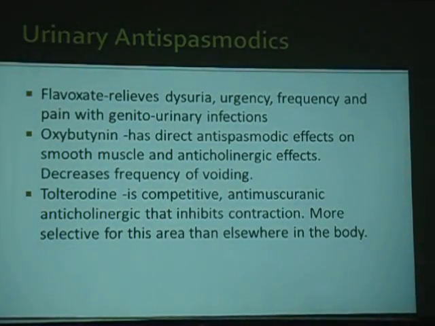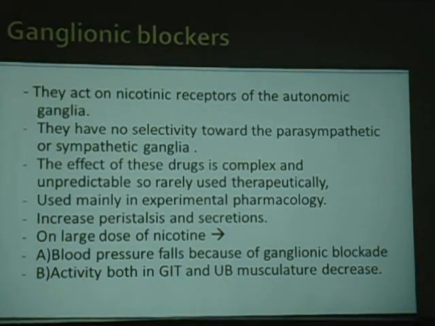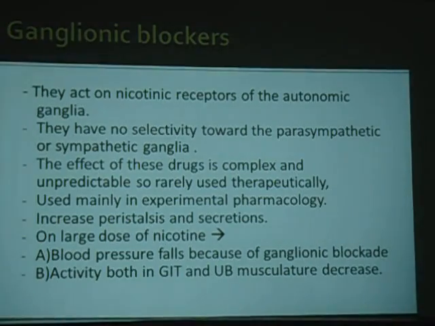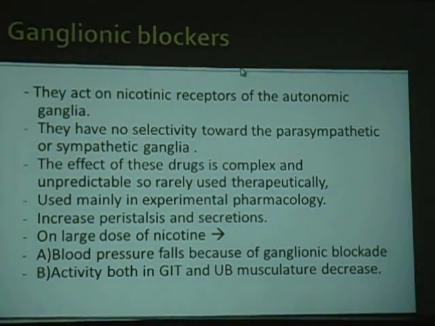Tolterodine is a competitive antimuscarinic anticholinergic that inhibits the contractions. Okay. So some words about the ganglion blockers. They are the least commonly used or rarely used drugs with very few exceptions. So they act on the nicotinic receptors of the autonomic ganglia. As they are non-selective, their action is not required for the therapeutic effect.